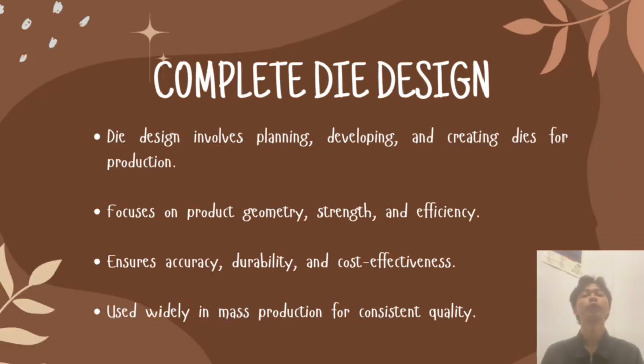So now we move to complete die design. The complete die design process involves planning, developing, and creating the die that will be used in mass production. It focuses on product geometry, material selection, and strength to ensure that the die performs well.